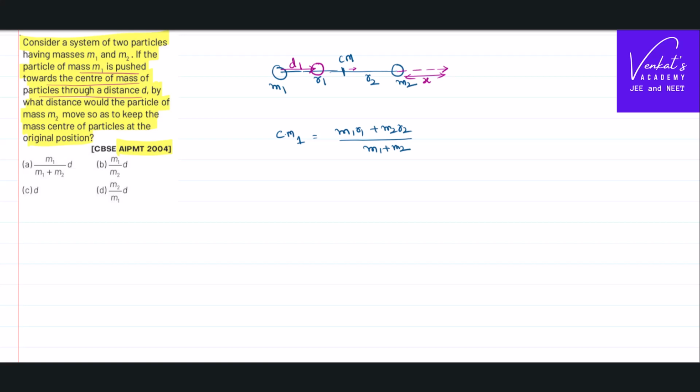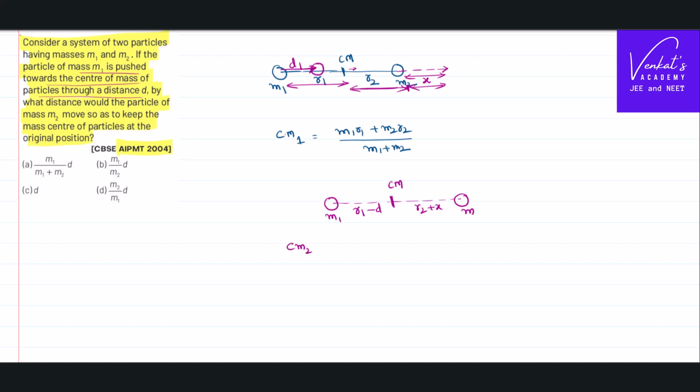So if I have to draw the new diagram, your m1 is somewhere, your m2 is also somewhere. From the original center of mass, m1 is at a distance of r1 minus d, because this entire distance is r1, out of which d is moved forward. The second distance will be r2 plus x, because it is moved beyond that point. r2 plus x. What is that x, so that the center of mass remains the same?